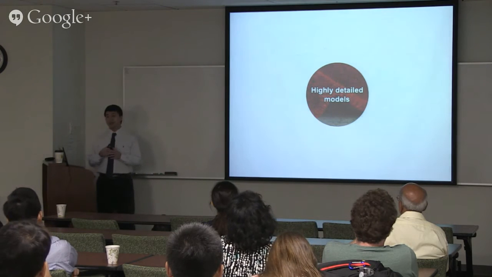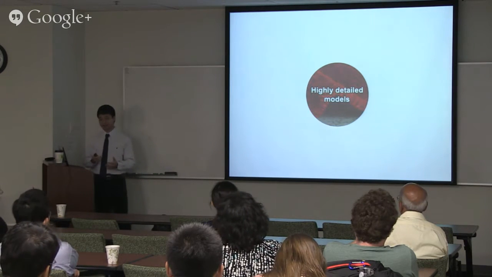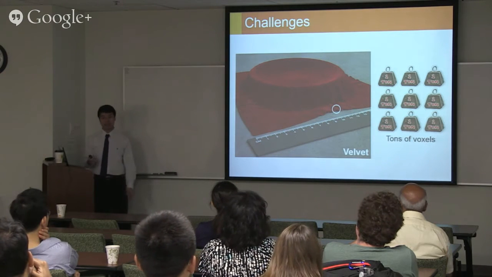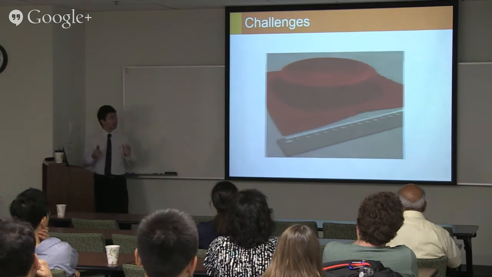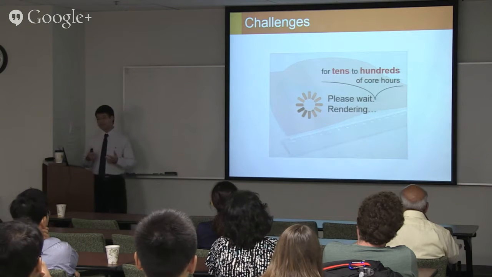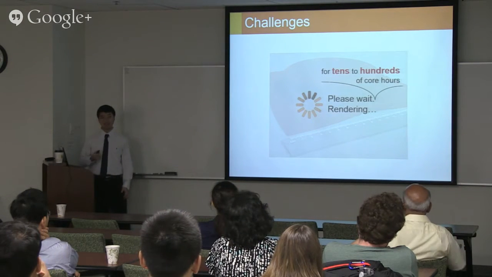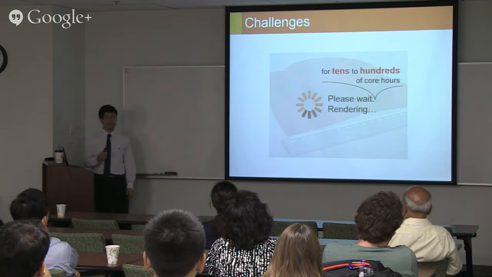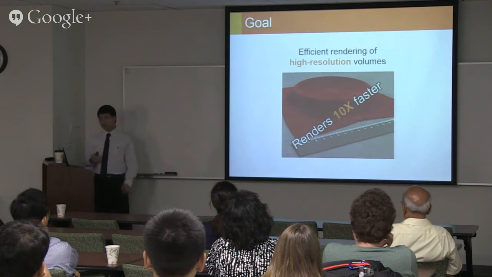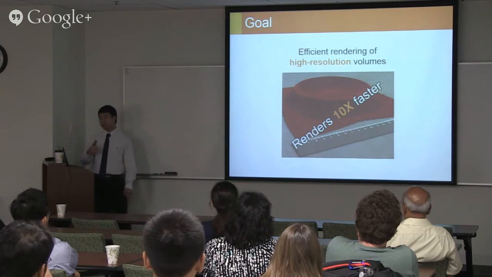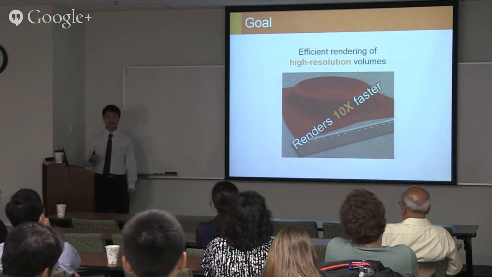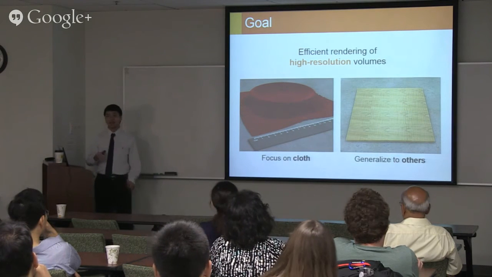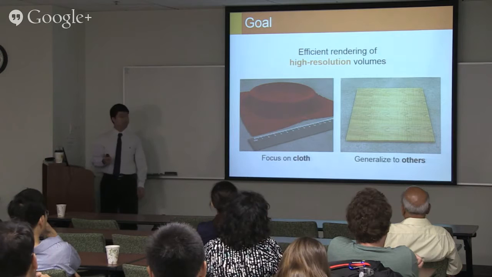Earlier in this talk, we focused on building highly detailed models. These models often contain billions or even trillions of voxels. And such complexity makes the light transport simulation very slow, normally taking tens to hundreds of core hours for a single image. So the goal of this work is to render such volumes up to an order of magnitude faster. Our approach focused on cloth, but can also generalize to other materials.